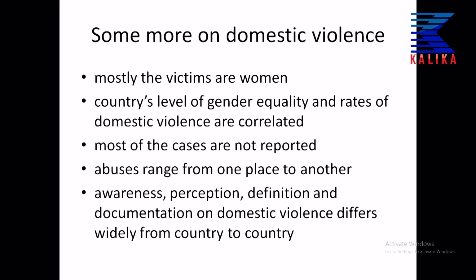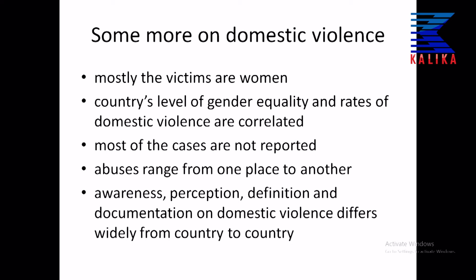Countries' level of gender equality and rates of domestic violence are correlated. In simple words, if the gender equality level in a certain country is higher, the domestic violence is lower. If the level of gender equality is lower, the domestic violence is more. So they are correlated. Most of the cases are not reported. Underreported cases are there. Cases are not reported to the authority, mostly to the police.